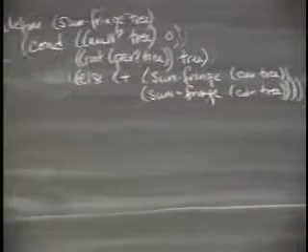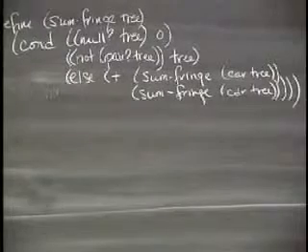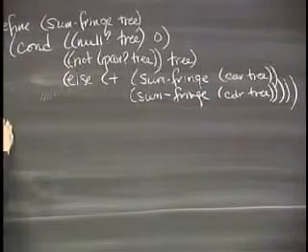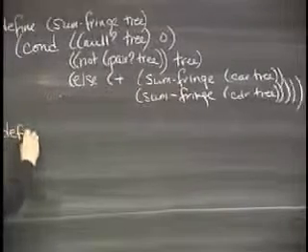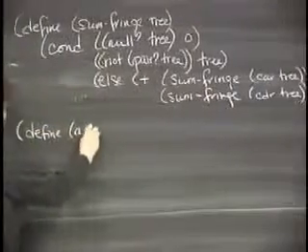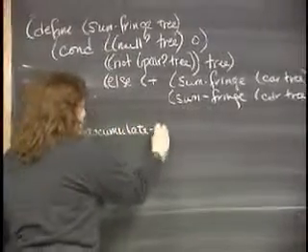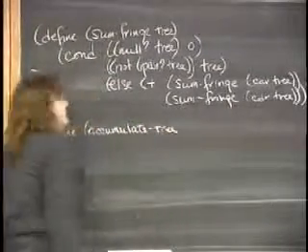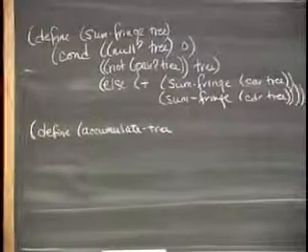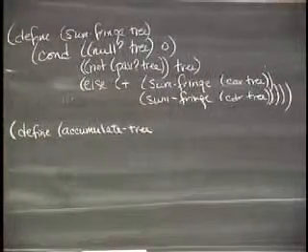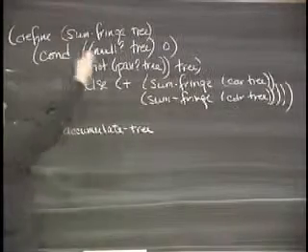Okay. Now, assuming that we had just looked at fringe, which is on your sheet, we haven't written on the board, and sum fringe, there's some pattern in these. Because Scheme is all about capturing patterns, let's write accumulate-tree. Let's think about what's the pattern that we can capture and what's going to change. So let's look at sum fringe as an example.